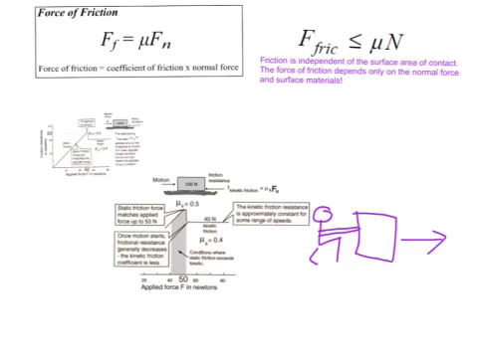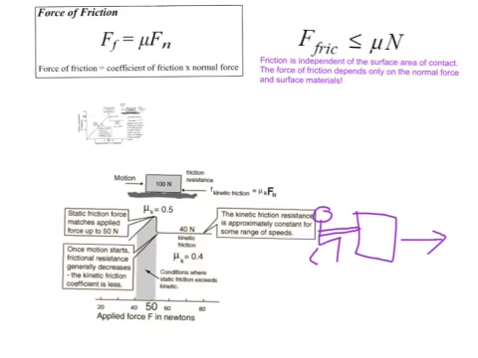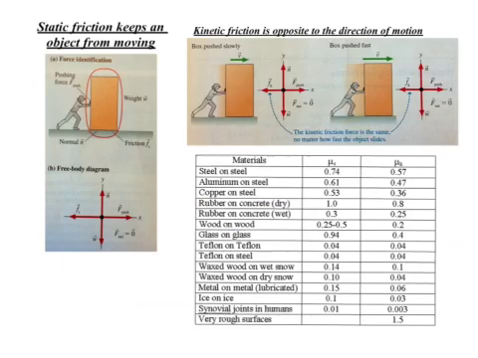Okay, and this is that section of the graph blown up there. All right. So static friction keeps an object from moving, whereas kinetic friction is directed opposite the direction of motion.